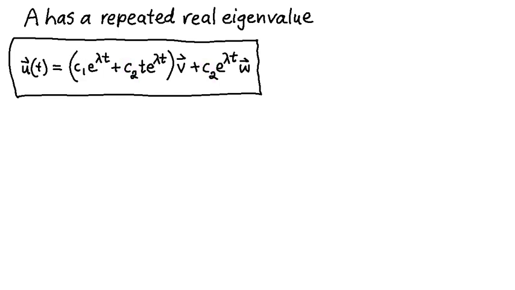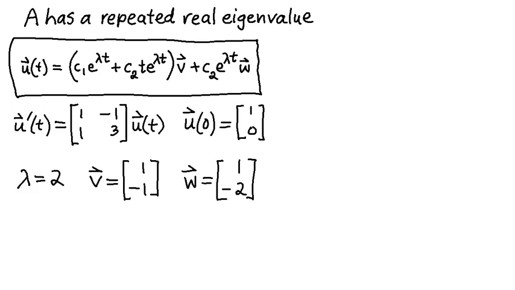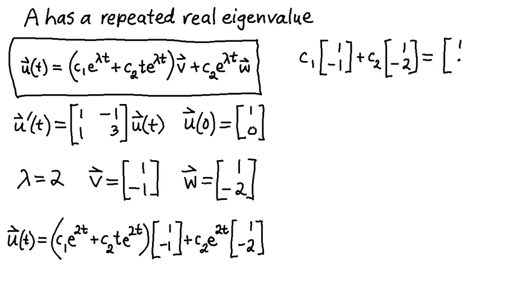So, if we want to solve an initial value problem involving the matrix we just studied, something like this for instance, we can plug the different pieces we've uncovered into the formula to get this expression. Figuring out what C1 and C2 are exactly requires that we plug t is equal to 0 into what we have and set the result equal to the initial condition given.